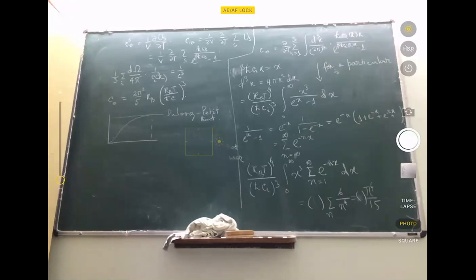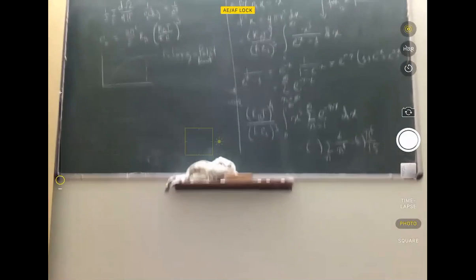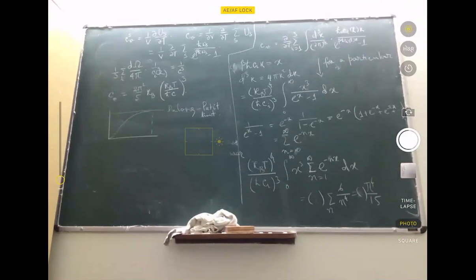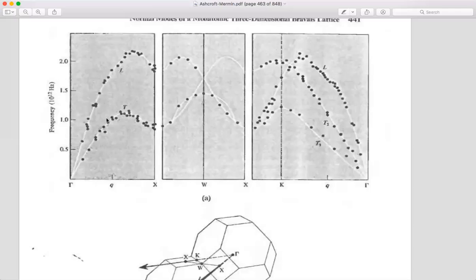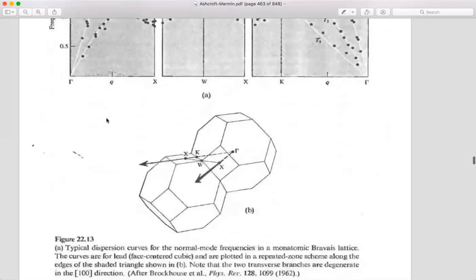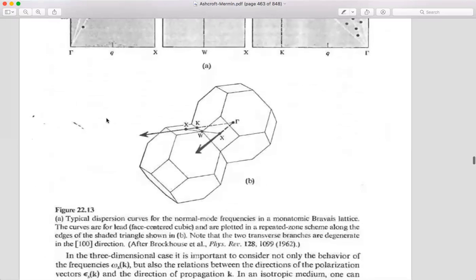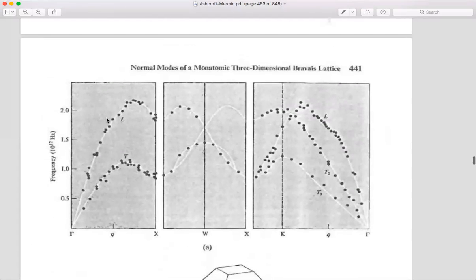Now, what are these? Let us try to have a sense of these numbers. Let me try to show you this. I'll stop this for a while. These are measured phonon spectra of, I think, lead. Yes, this is FCC lead. And these are measured phonon spectra, given in the textbook.